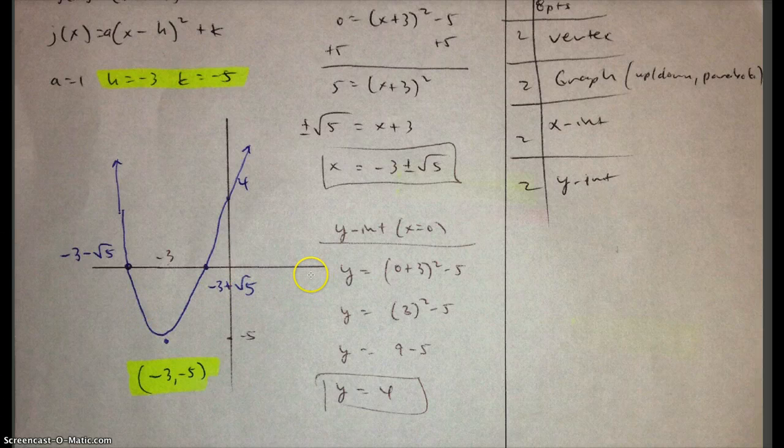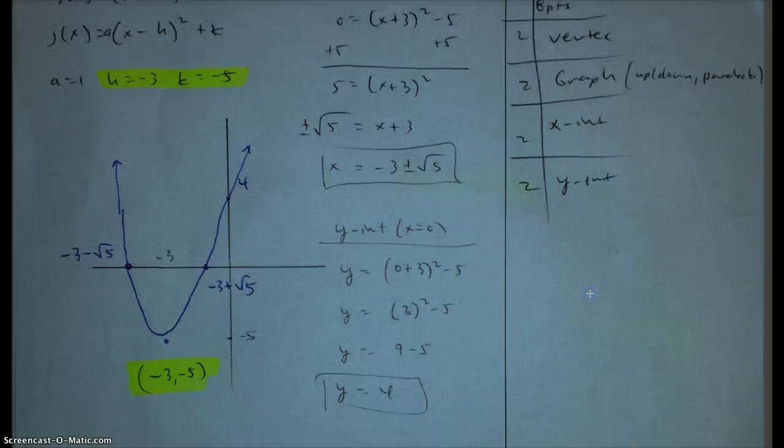Your y-intercept here, you just make x equals 0. That comes to 3 squared, which is 9. 9 minus 5 is 4. And there's your graph. Let me go ahead and show you. Let me try to zoom out here.